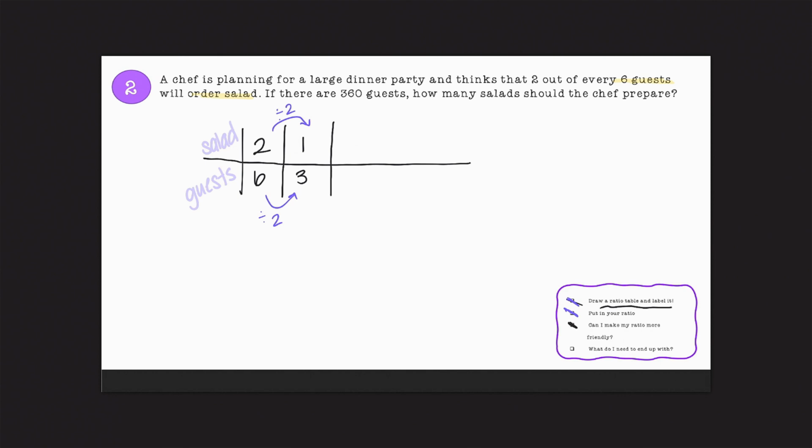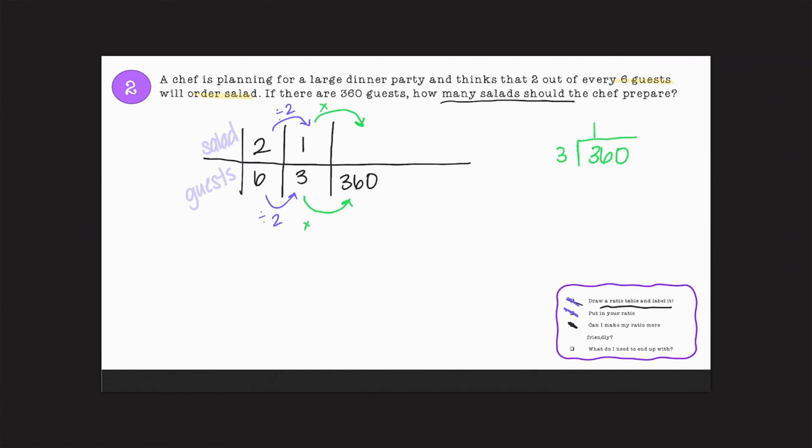Now let's look down. What do I need to end up with? We want to know how many salads this chef should prepare if we have 360 guests. So we're trying to find out how many salads here. Now what I'm going to do is figure out, what do I multiply times 3 to get 360? Once I figure that out, I can do it up here to make it equivalent and find out my missing value. So I'm going to make a long division problem over here in this lime green. I know that I need to figure out how many times 3 goes into 360.